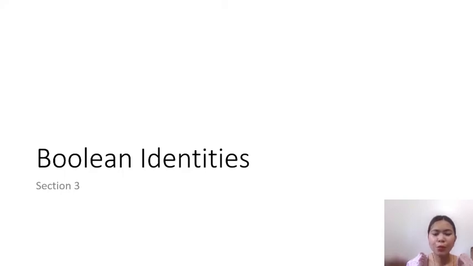Now, let's proceed to Boolean identities. Frequently, a Boolean expression is not in its simplest form. Recalling from algebra, an expression such as 2x plus 6x is not in its simplest form. We can reduce it to fewer or simpler terms, so this can be reduced to 8x.